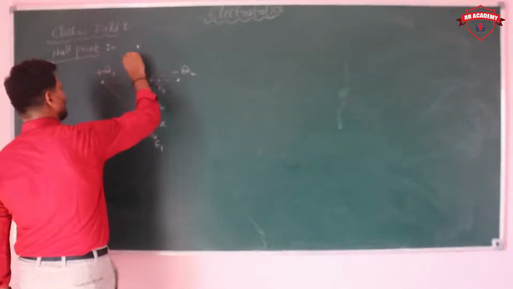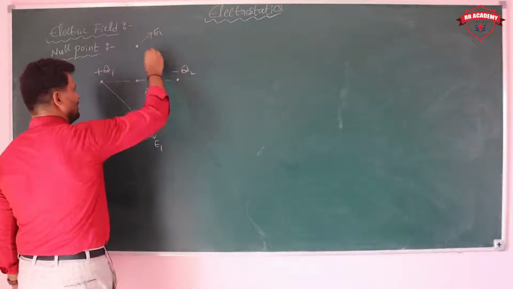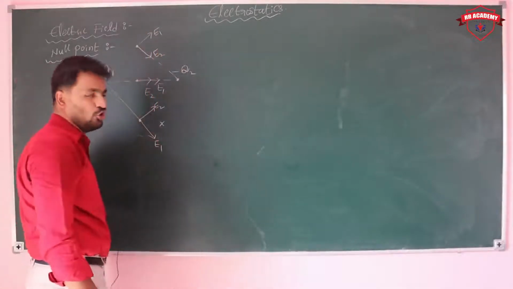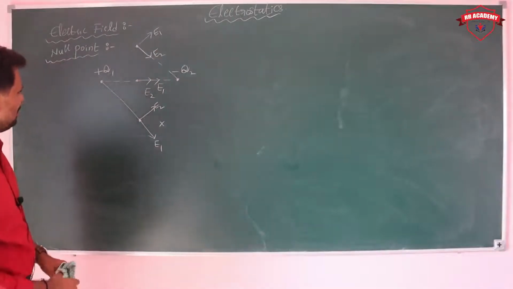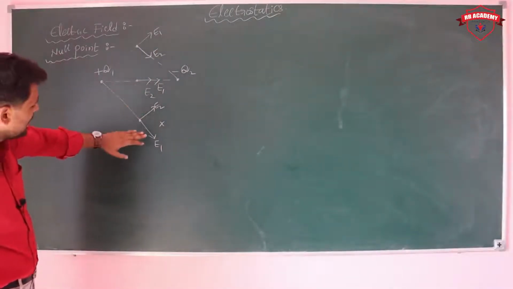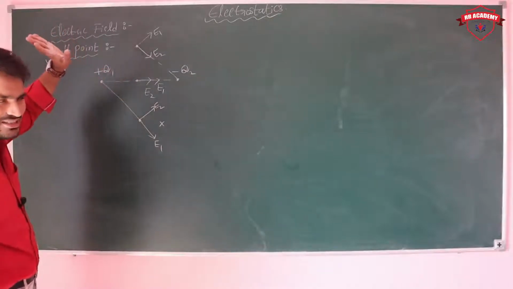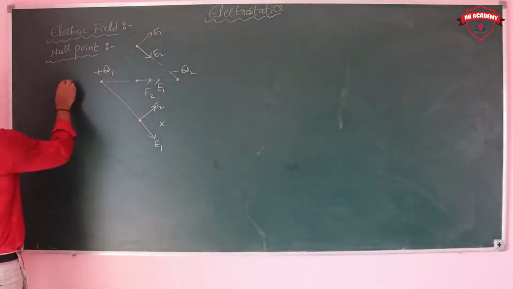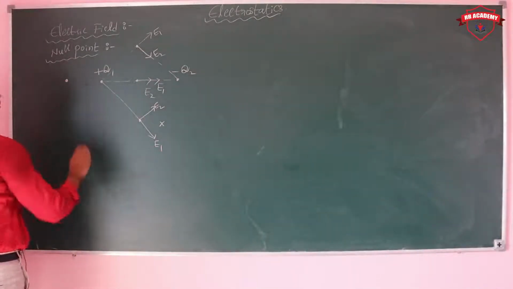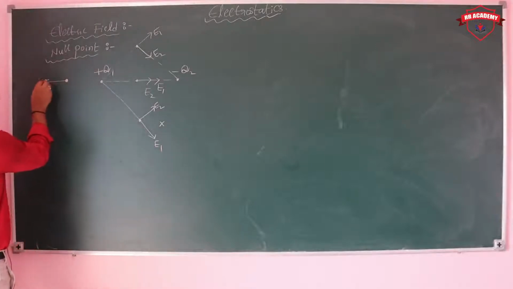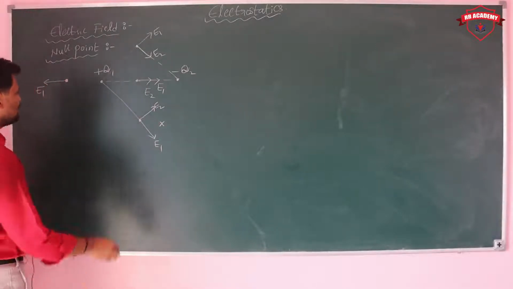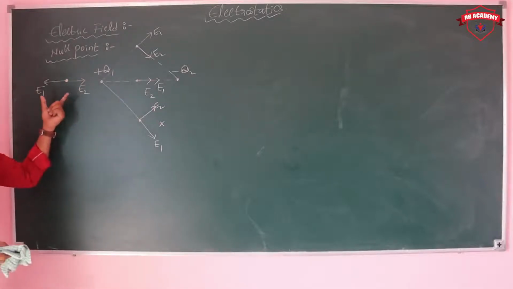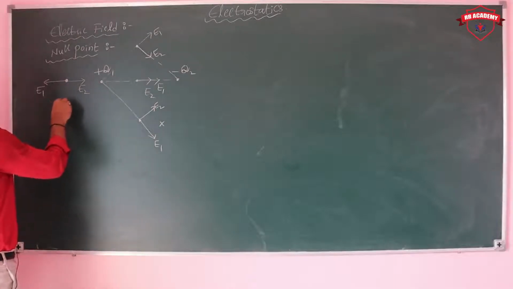Let's see here. The field direction due to the positive charge, away from that. The field direction due to the negative charge, towards. Is it possible to become 0? No. So between them is not possible, upper side not possible, and downside also not possible. Let's check the right side or left side. I'm taking here, at this point. What is the field direction due to the positive charge? Away from that, E1. Due to the negative charge? Towards. Yes, here both are opposite. That means here there is a possibility of a null point.